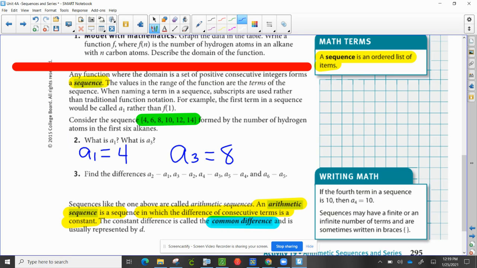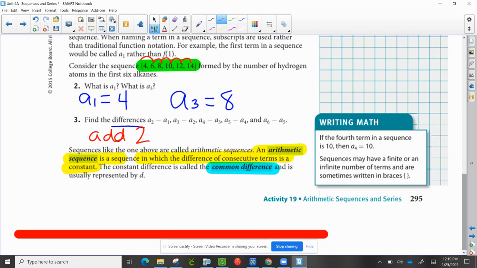Now, when we look at this sequence, we can see that they're talking about a common difference. All that means is, what is it going up or down by? Let's look at this particular sequence. It goes 4, 6, 6 to 8, 8 to 10, 10 to 12, 12 to 14. How is that function changing? Hopefully you noticed that it's adding 2 every time.